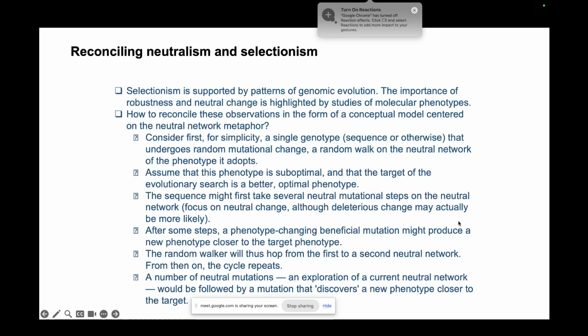So after some steps, a phenotype changing beneficial mutation might produce a new phenotype closer to the target phenotype. A random walker will thus hop from the first to a second neutral network. From then on, the cycle repeats. A number of neutral mutations and exploration of a current neutral network would be followed by a mutation that discovers a new phenotype closer to the target.